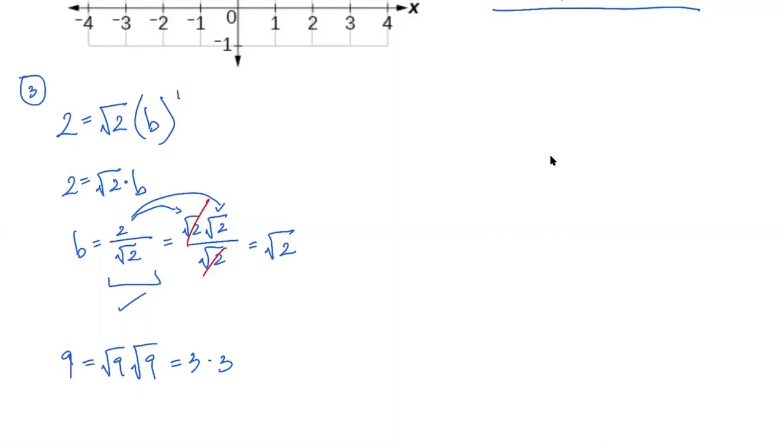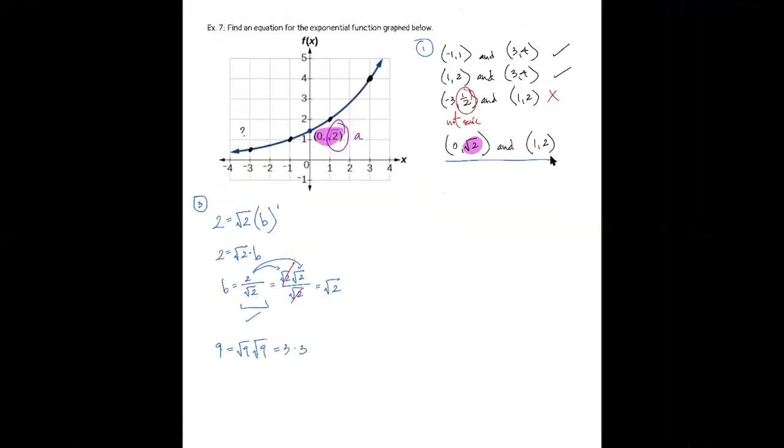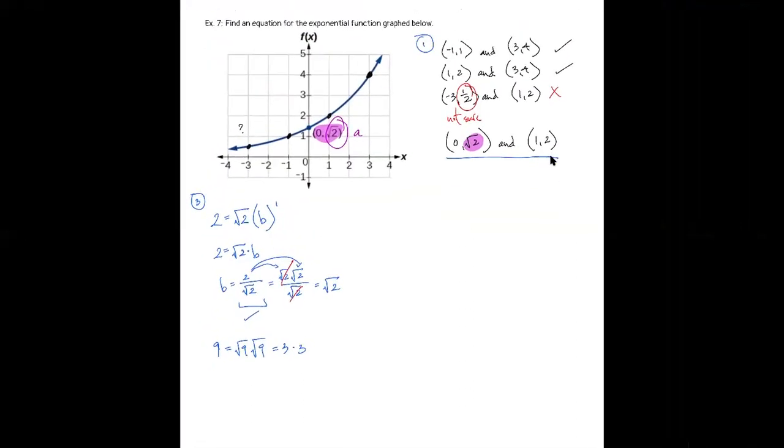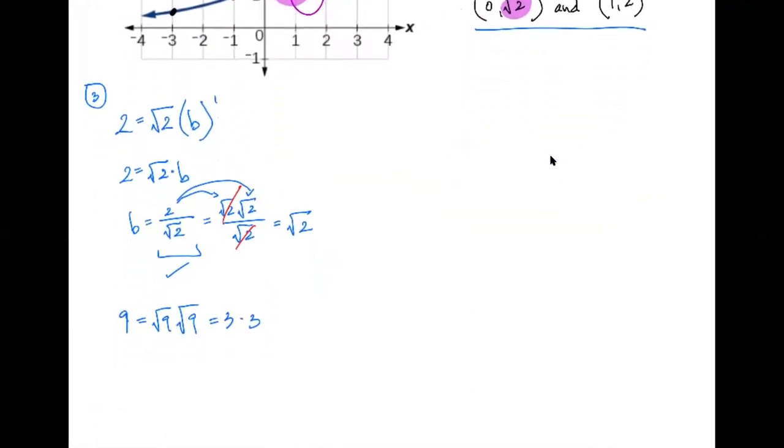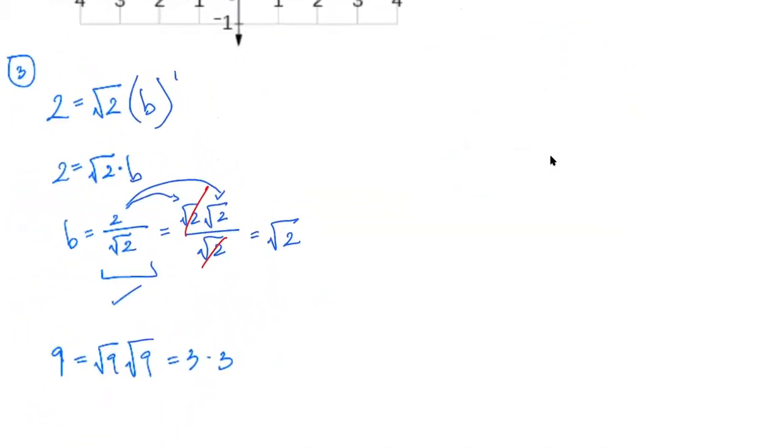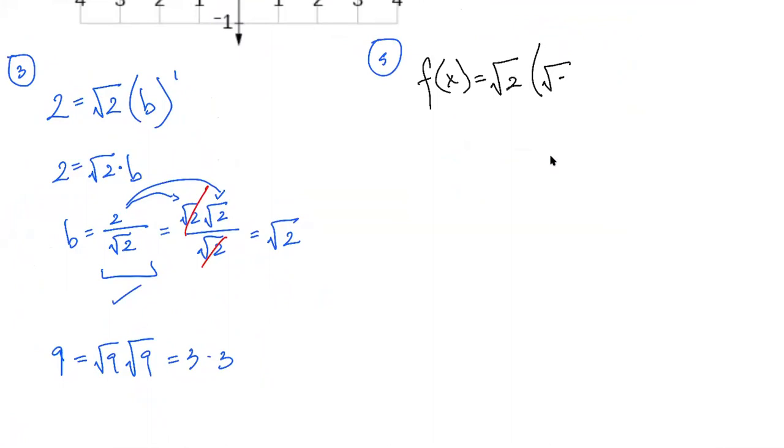Cool. All right, so we've got our A value, we've got our B value. We can skip right to step 5, sorry, where we write our whole equation. So we'll have f of x equals A times B to the x. Okay. Can I simplify this?